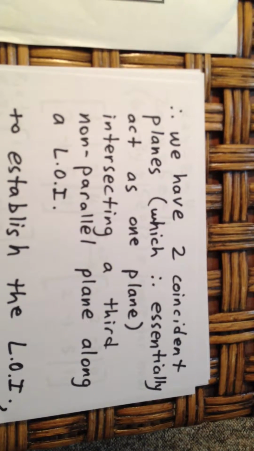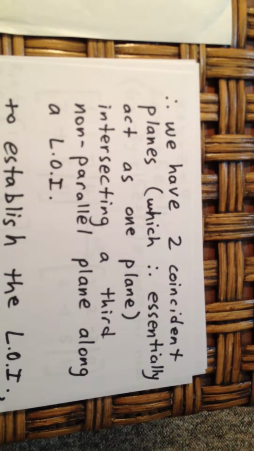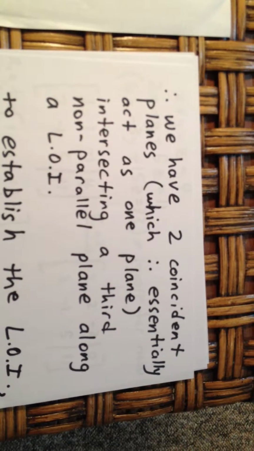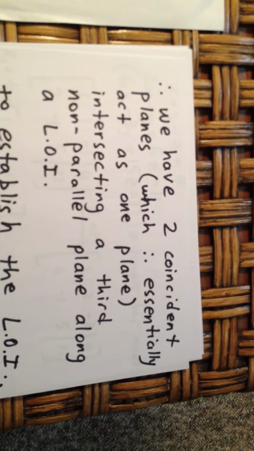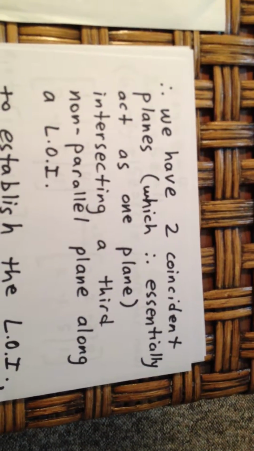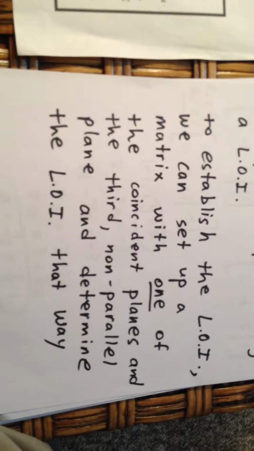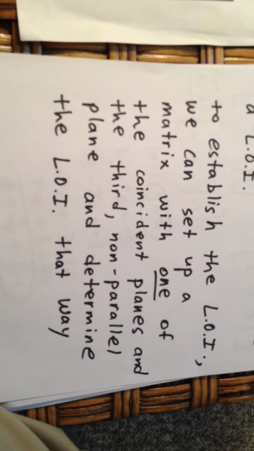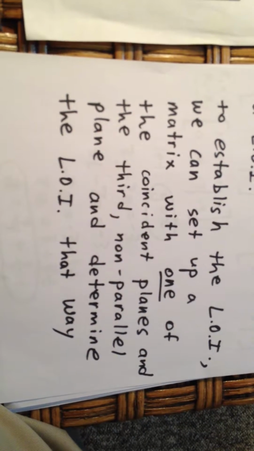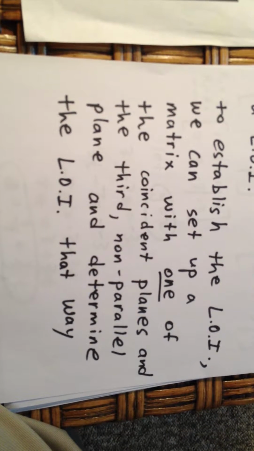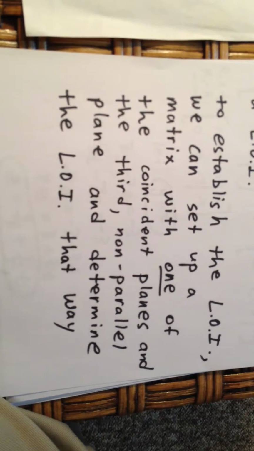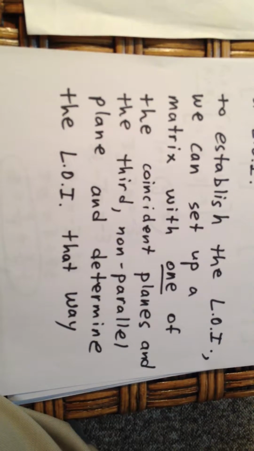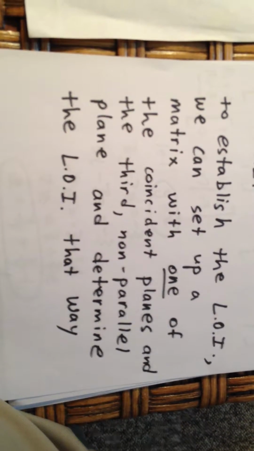Okay, because we have coincident planes and a third non-parallel plane, we basically have those two coincident planes acting as one, and that non-parallel plane intersecting it along a line of intersection. So what we're going to do is try to establish the line of intersection, and we're going to set up a matrix with only one of the coincident planes in it, because since they're sort of duplicating each other, we really only need one of them in our matrix. And we're also going to use the third non-parallel plane and determine the line of intersection.